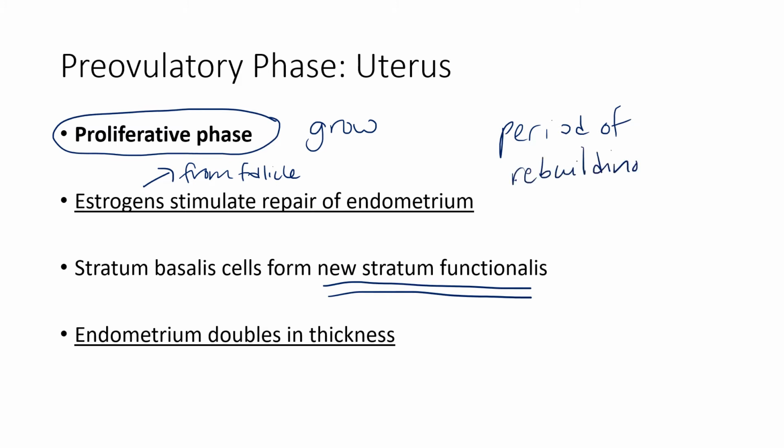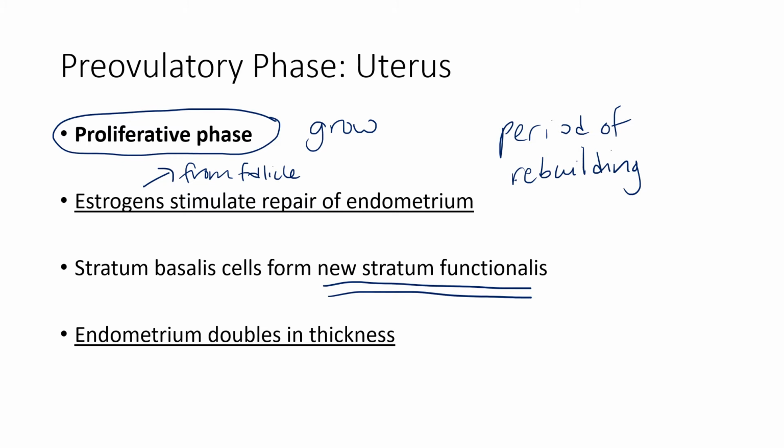We just sloughed off an entire thick layer of stratum functionalis. So we need to rebuild it. This is what the embryo is going to implant in. So we want to make sure it's thick enough. And as we progress through this month, we're also going to start adding in a bunch of other structures that are going to be helpful for if there is an implantation.